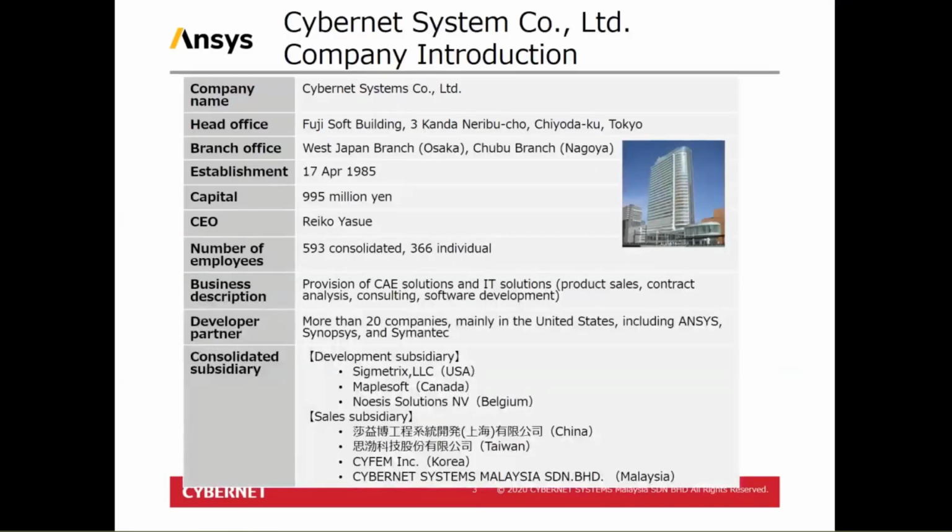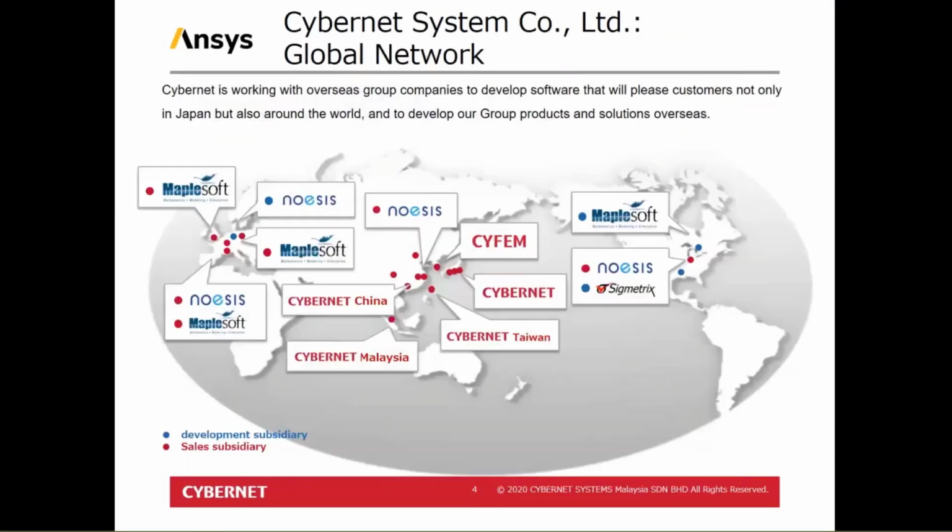Okay, this is about our company. The headquarters of our company is located in Tokyo, Japan. And our company was established over 30 years ago. And we have several overseas branches. And the Cybernetics System Malaysia is also one of the branches in Southeast Asia. And we have not only sales subsidiaries, but also development subsidiaries all over the world.